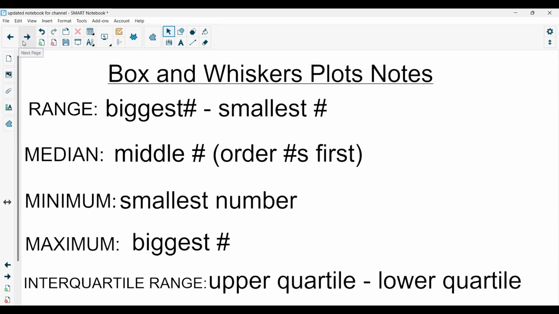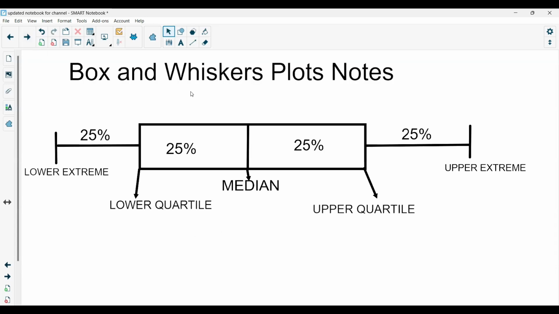Okay, so now that we have our vocab words for this unit, I'm going to show you what a box and whisker plot looks like. And you're going to write it down. Okay, so go ahead and draw this picture and label each part and then press play once you're done, and we'll talk more about it.